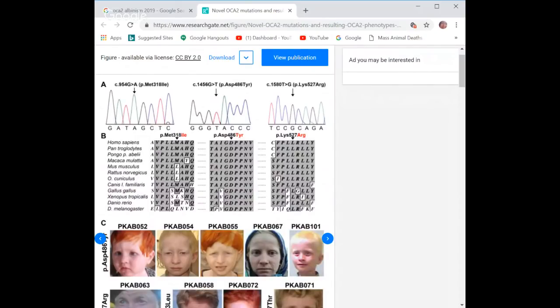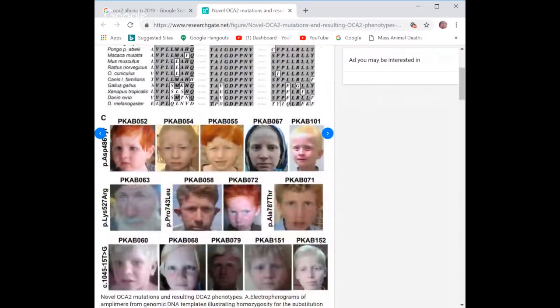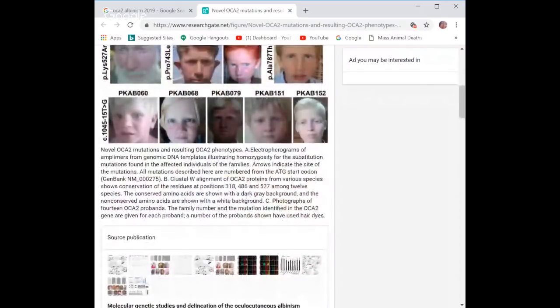So in humans, you have the P methionine 318 isoleucine. There's a mutation there. You also have P aspartate 486 tyrosine. That's a mutation. And you have P lysine 527 arginine. So you have three different mutations that are found in several species. You know, the Homo sapiens, the Pan troglodytes, the macaque, the mouse, the rat, and so forth. The dog. You have the Xenopus frog. You have Drosophila melanogaster, which is a fruit fly, and all the way down.